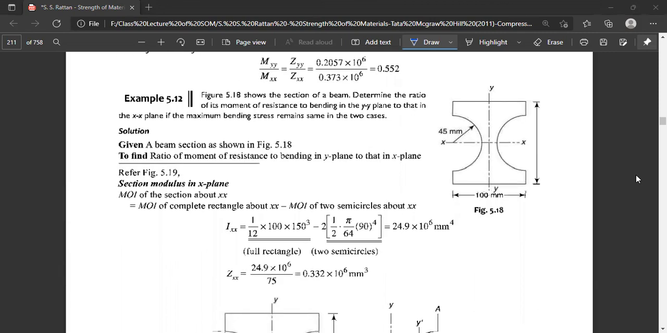Now, what we see here is the section of a beam. The figure shows the section of a beam. Determine the ratio of its moment of resistance to bending in the YY plane to that in the XX plane, if the maximum bending stress remains the same in the two cases. Here we are given the section of the beam whose dimensions are shown, and we have to find the ratio of the moment of resistance about the YY axis and about the XX axis.